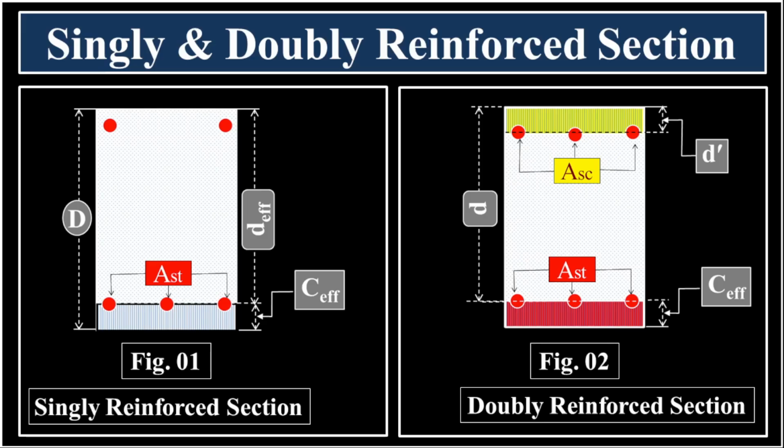However, in the case of a doubly reinforced section, as shown in Figure 02, we provide steel reinforcement in both the compression zone, ASC, as well as the tension zone, AST, to resist the respective bending stresses. In tables 45 to 56 of SP16, you will find two steel percentages, related to the ultimate moment, Mu, divided by bd square, which is related to bending stress. These two percentages of steel are denoted as PT and PC.